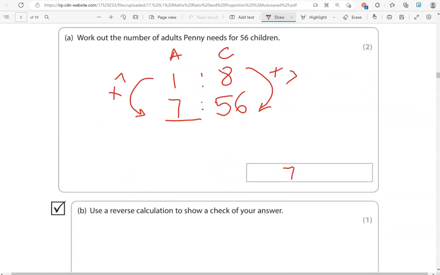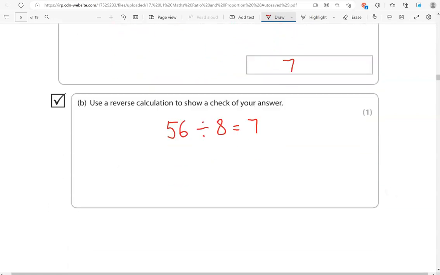Use a reverse calculation to show a check of your answer. The way we've done it in this first part is 8 times 7 equals 56. The reverse of that would be 56 divided by 8 equals 7, or 56 divided by 7 equals 8.